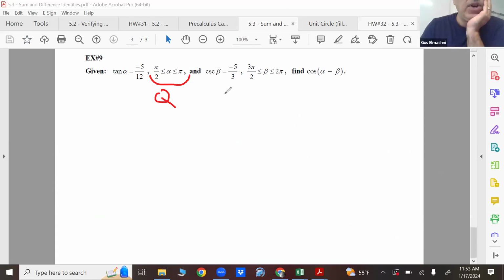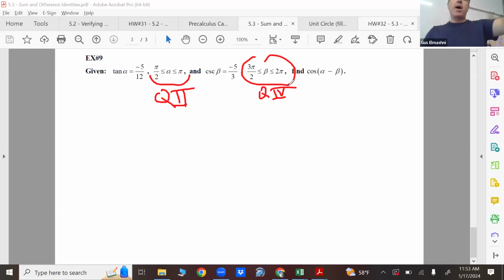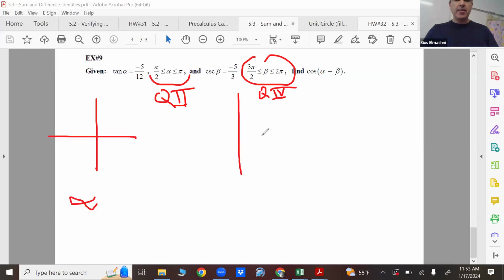2, good, yeah. Thank you, John. It's 2. How about the other one? What's that one going to be in? Close, 4. Because 3 pi over 2 is the negative y-axis, and then 2 pi does the full revolution. So I'm going to draw 2 triangles. This is for alpha, and it's for beta. We love using Greek alphabets. Okay. So for quadrant 2, it's going to look kind of like this.